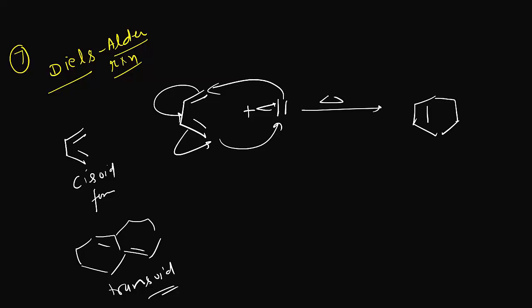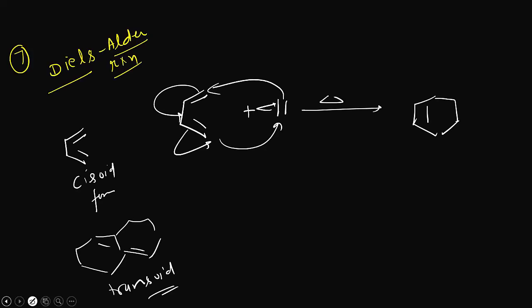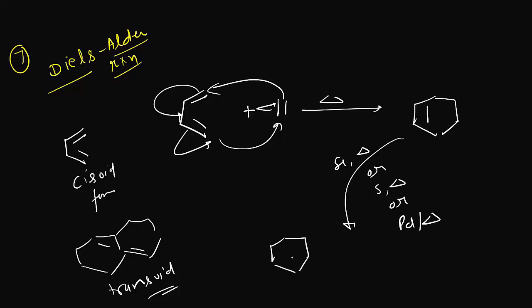Now, the product which we have got, dehydrogenation is required. Dehydrogenation means removal of what? Sir, hydrogen. Removal of hydrogen. So when this is heated with selenium or sulfur or even palladium, then dehydrogenation takes place, and this way we get benzene. Copy this also.